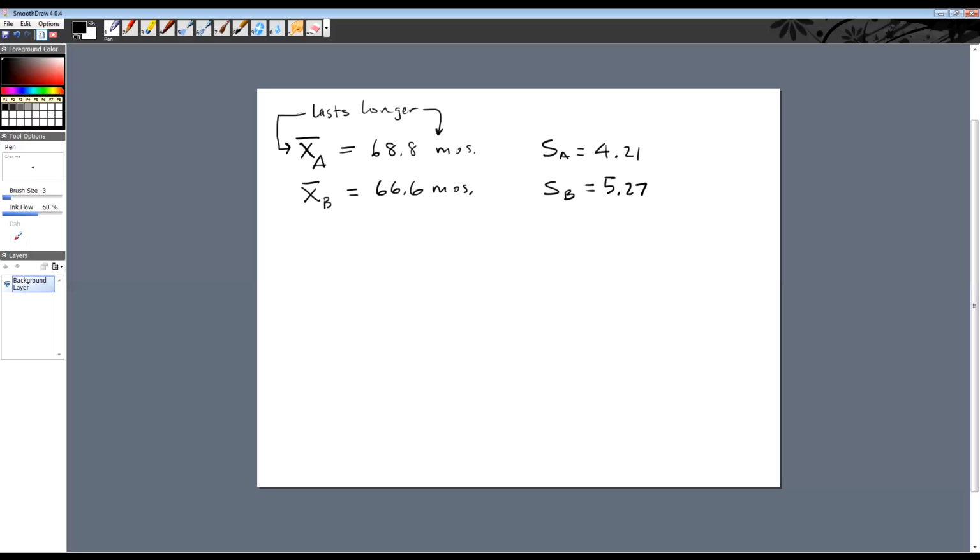But the second part of the question asks, which brand has the most consistent lifetime? And for consistency of life, we need to look at dispersion. So consistency would be equivalent to dispersion. How much spread is there? And once again, it looks like the dispersion for battery A is also less than that of battery B. So not only does battery A last longer, but it's more consistent. There's a tighter distribution here of standard deviation.